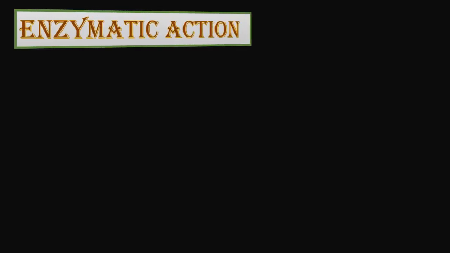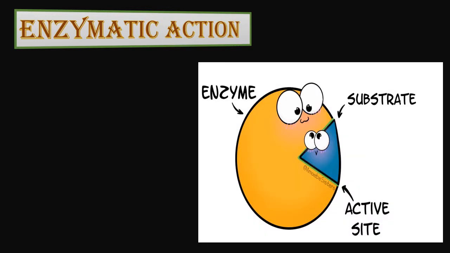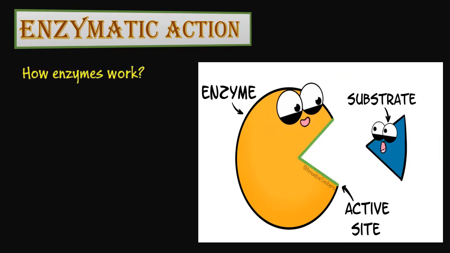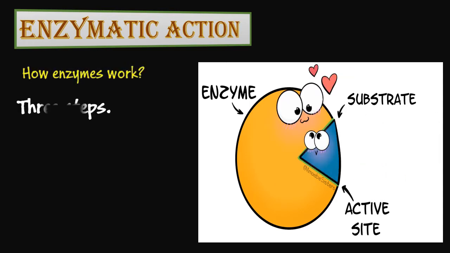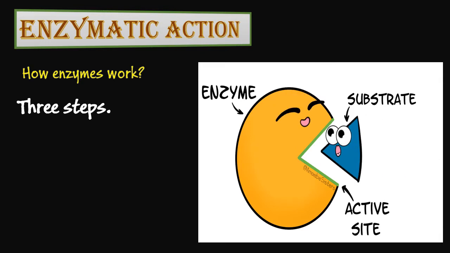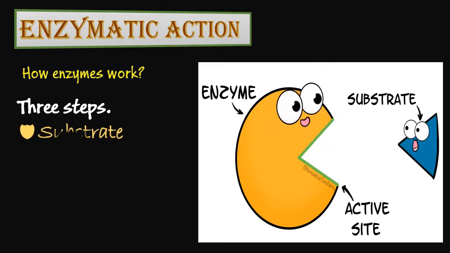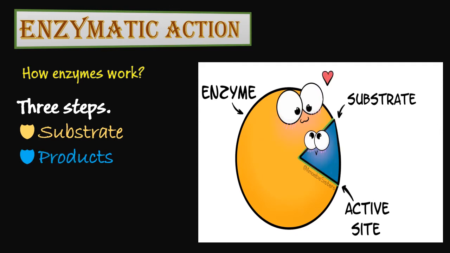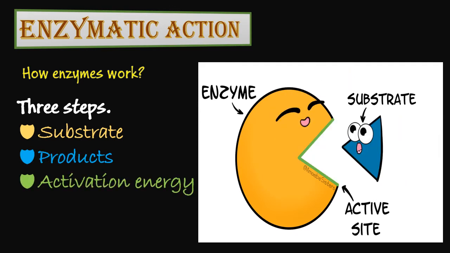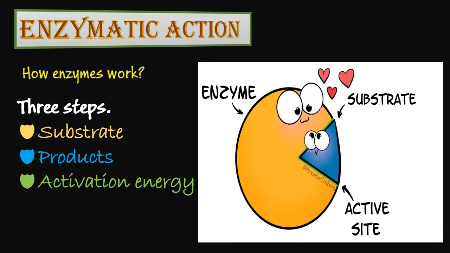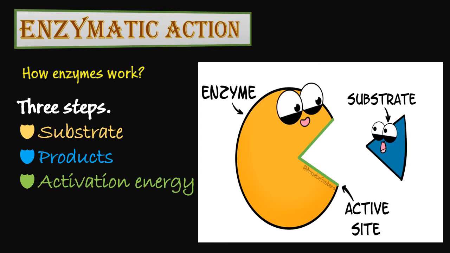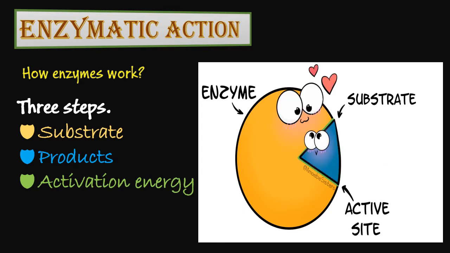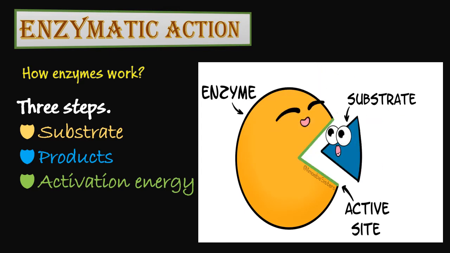Now the question is how enzymatic action takes place and how enzymes act. Enzymatic action is studied under these three headings: substrate, product, and activation energy. Now we will understand the meaning of enzymatic action. We will learn what substrate, product, and activation energy are.